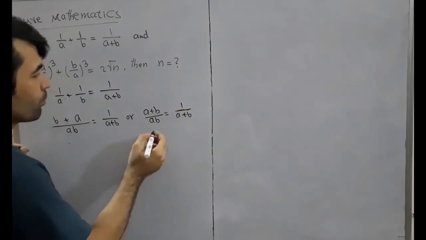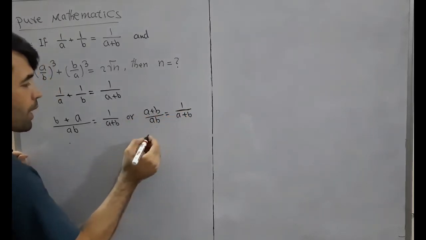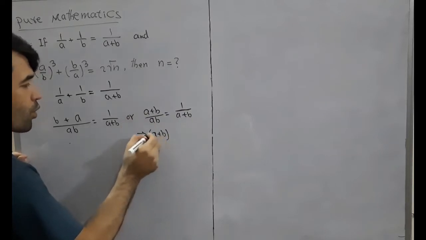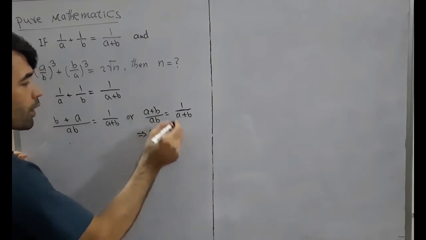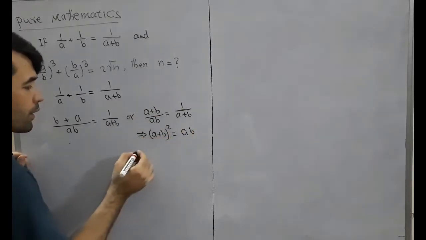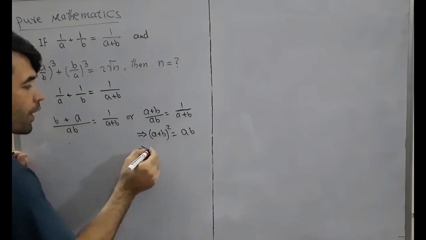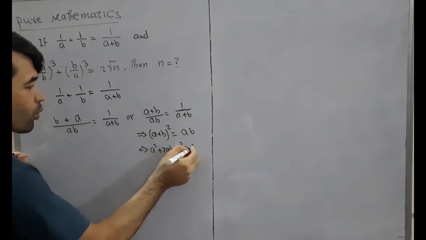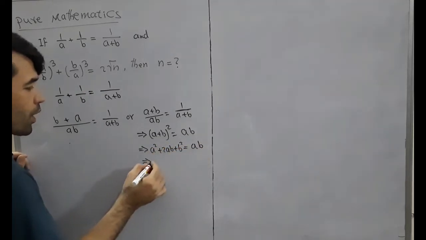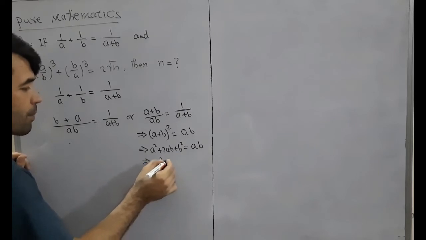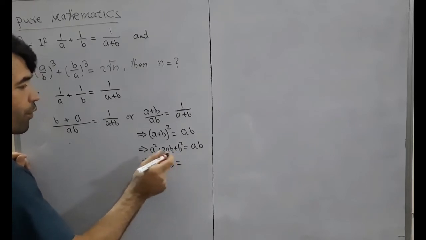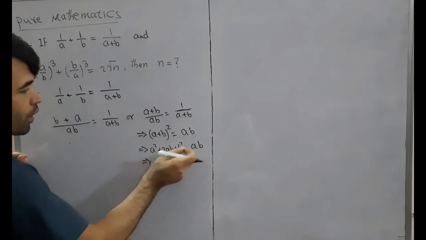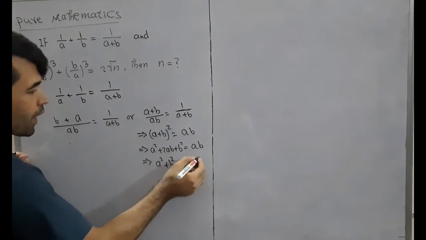Now we multiply by a plus b. This implies a plus b whole square is equal to a into b. This implies a square plus 2ab plus b square is equal to a into b. This implies a square plus b square is equal to, if we take 2ab to the right side, we get minus a into b.